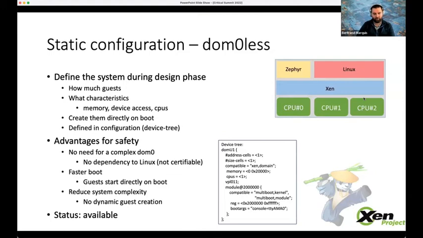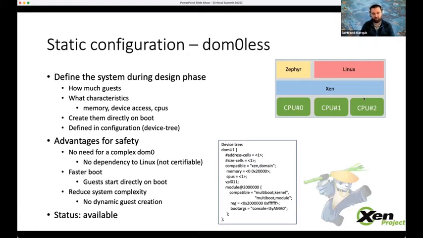First example of static configuration is Xen DOM zero-less. This subject was already mentioned by Stefan. DOM zero-less is a system to define guests in a configuration file. This is how many guests you want, how much memory for each, which hardware devices they have access to, or how many CPUs they can use. Those DOM zero-less guests are created directly on boot and defined directly in the device tree. You have a simple example here.